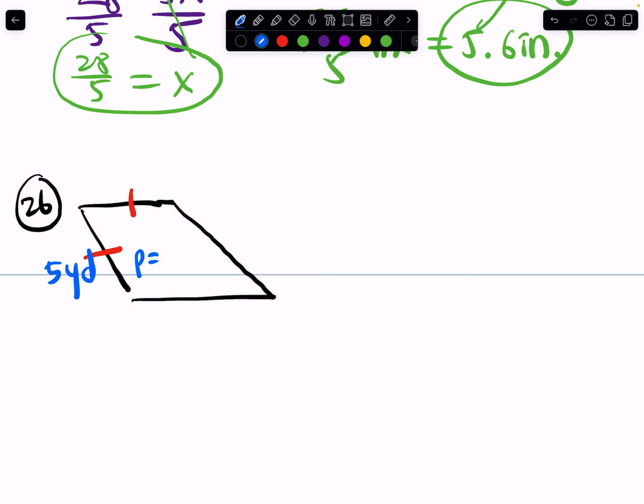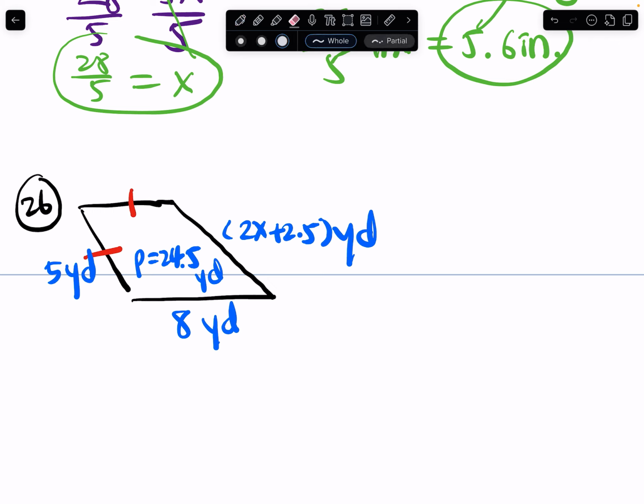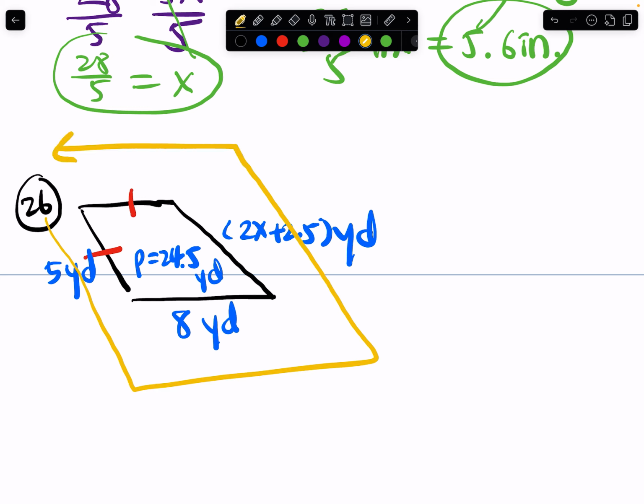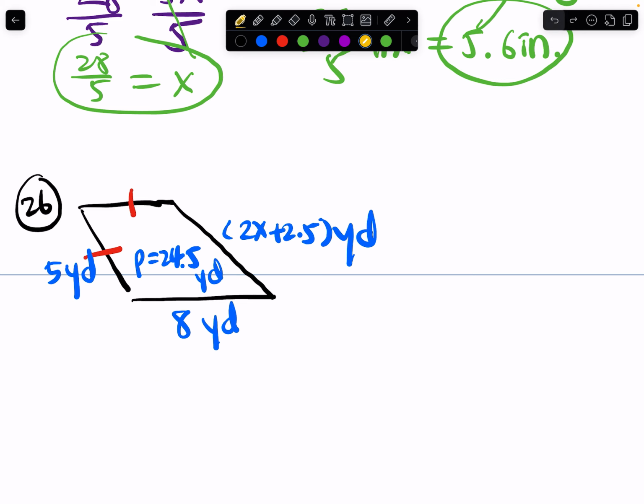The perimeter of such a quadrilateral is 24.5 yards. The marked sides are congruent. One side is 2x plus 2.5 yards. Another is 8 yards. Why, you say? I know that perimeter is the distance all around the quadrilateral. So all around is 24.5. That's what I know.